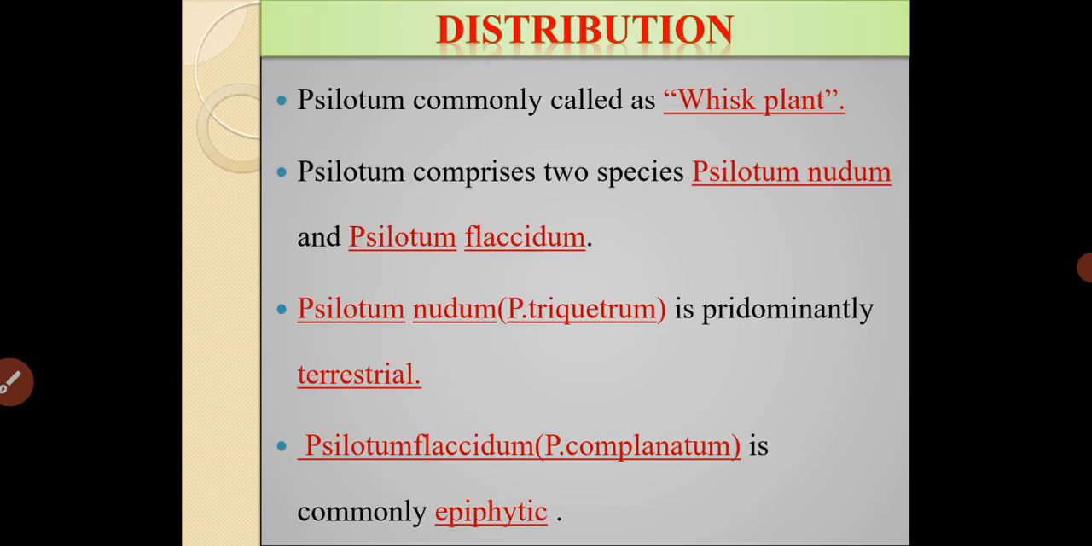Distribution. Psilotum, commonly called the whisk plant, comprises two species: Psilotum nudum and Psilotum flaccidum. Psilotum nudum, also called Psilotum triquetrum, is predominantly a terrestrial species. Psilotum flaccidum, also called Psilotum complanatum, is commonly an epiphytic species.